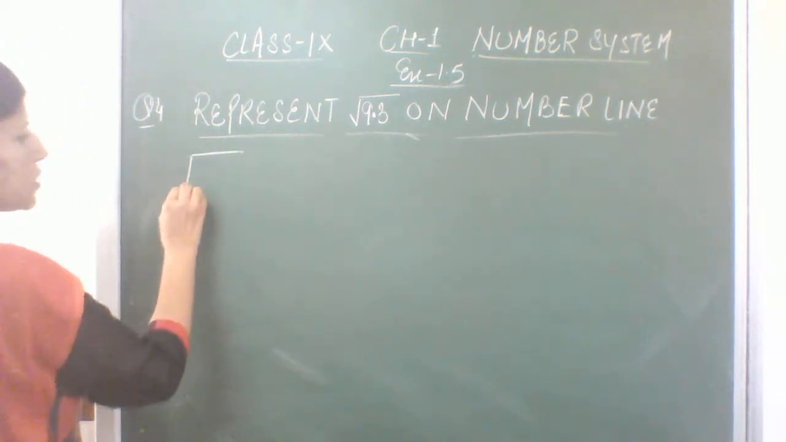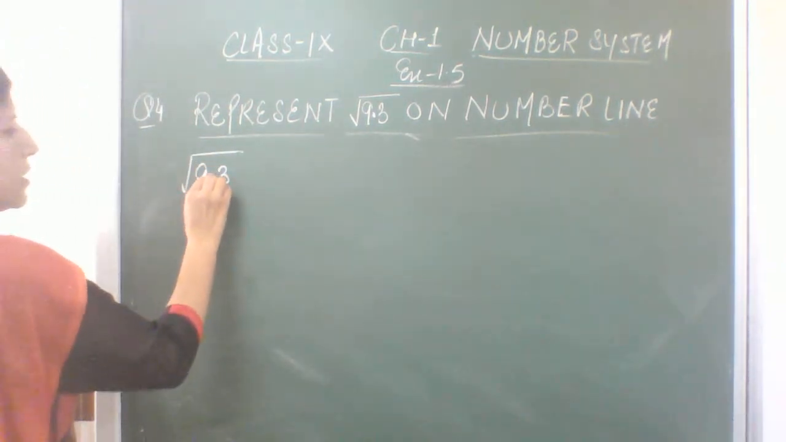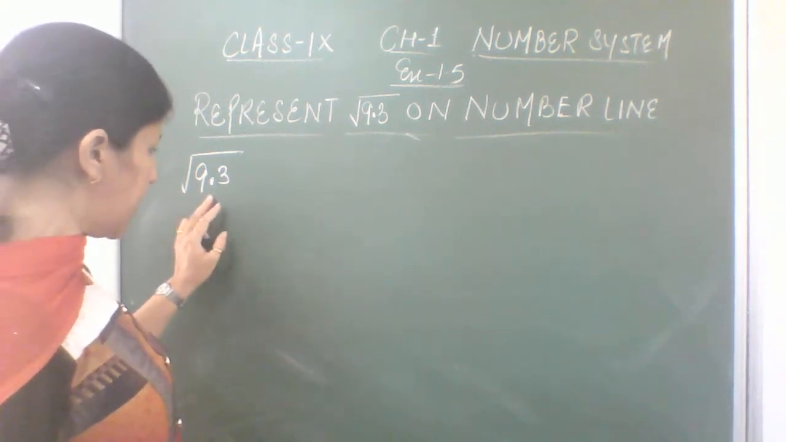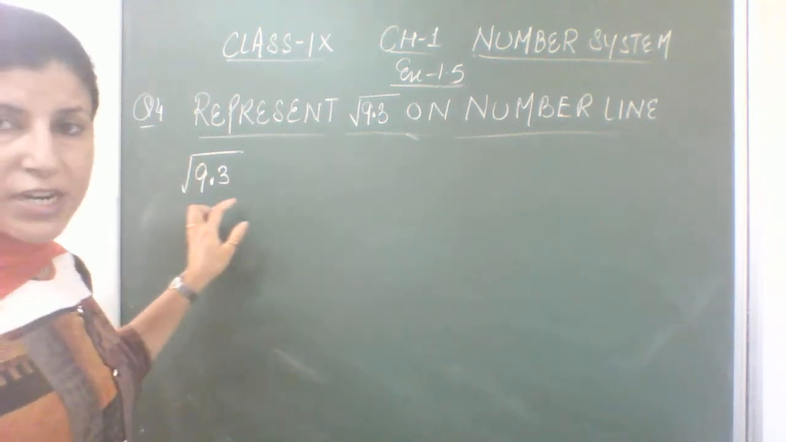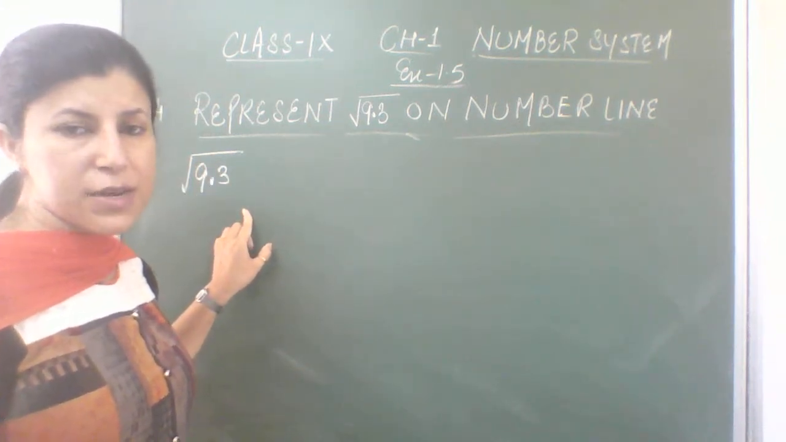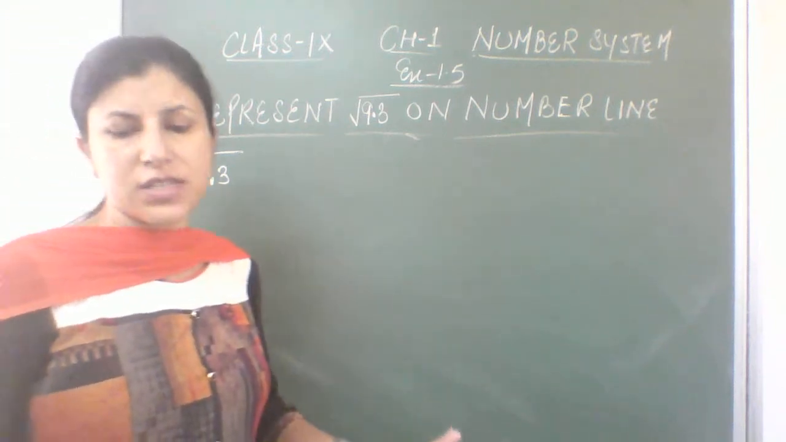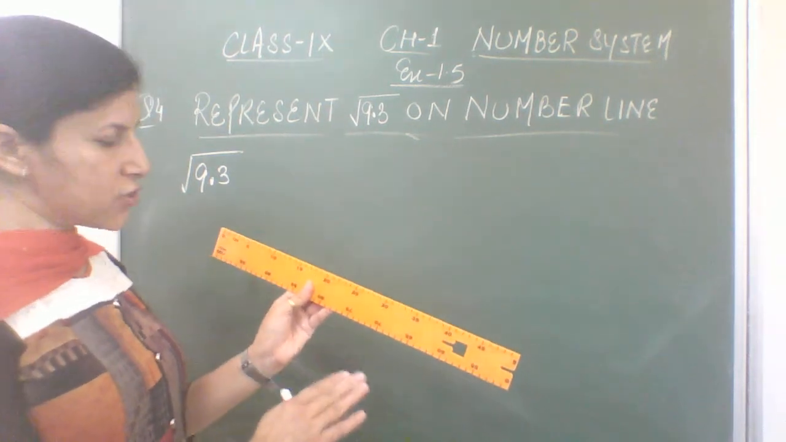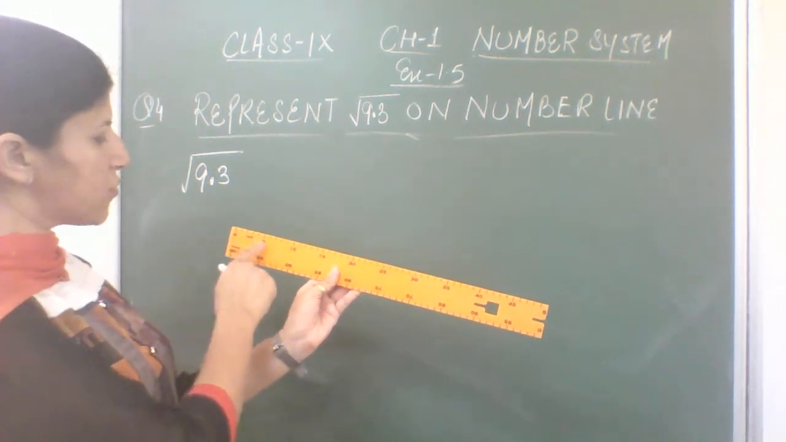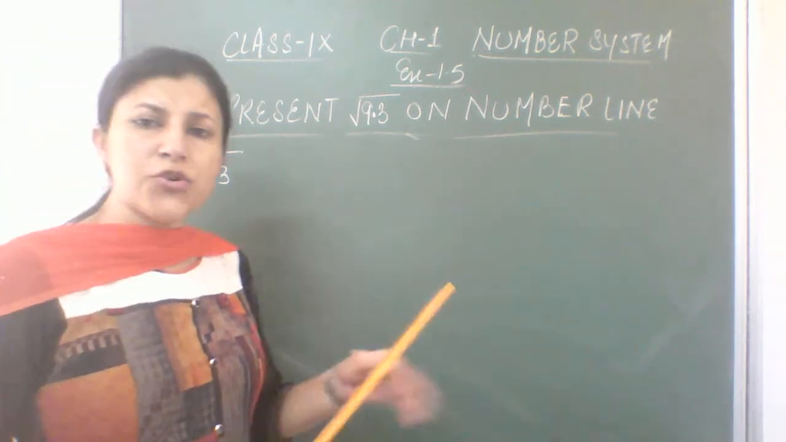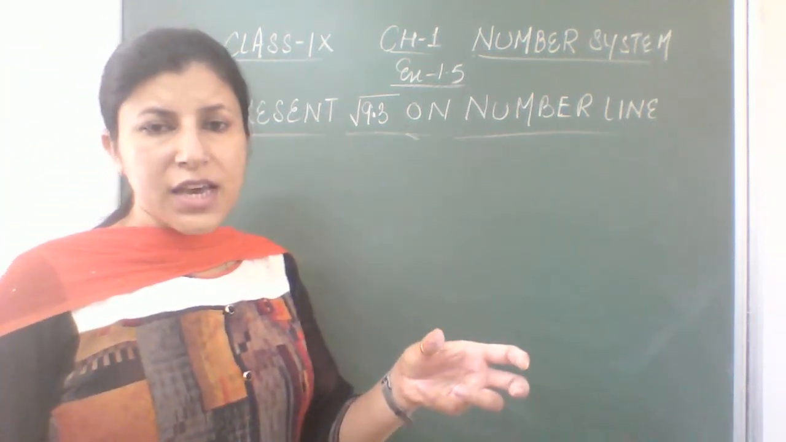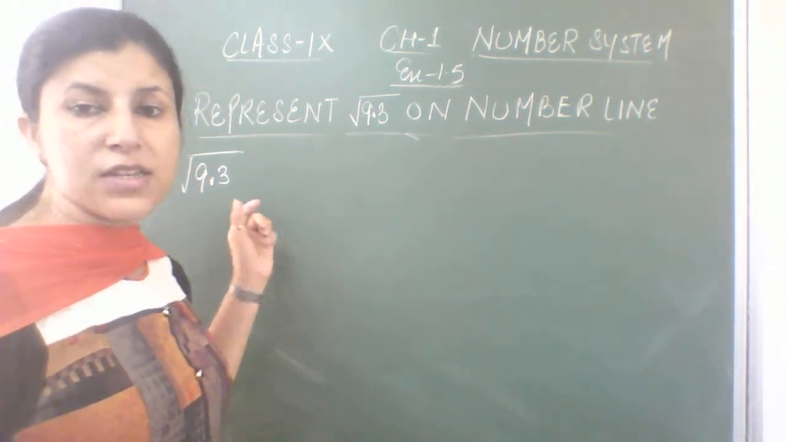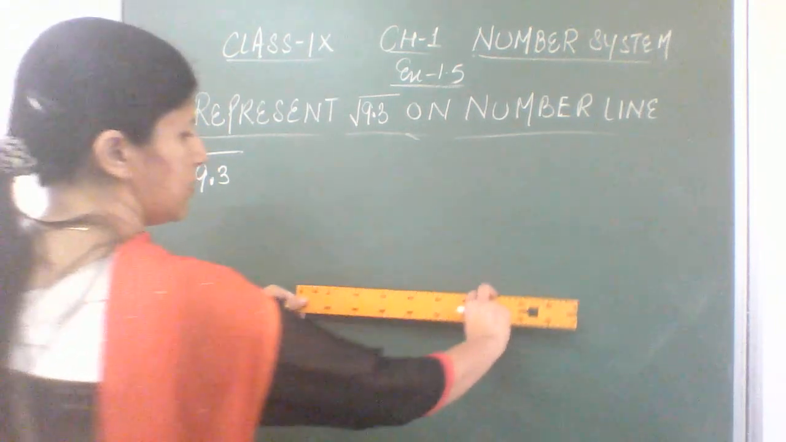Our number is root 9.3, right? We have to plot it on the number line. What is our first step? Whatever the number is under the root, you have to draw a line segment of the same length, 9.3 centimeters. I am using this larger scale, and I will consider 5 centimeters as my one unit. You can take your own scale and draw a line segment of 9.3 centimeters.